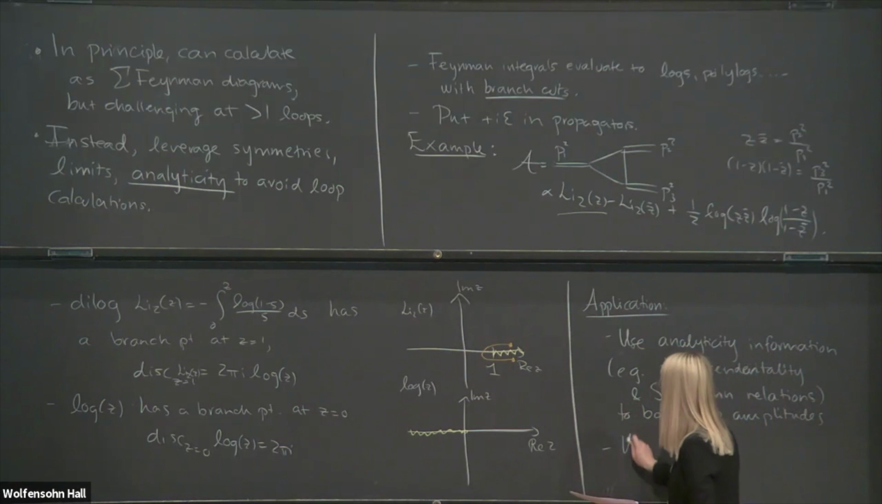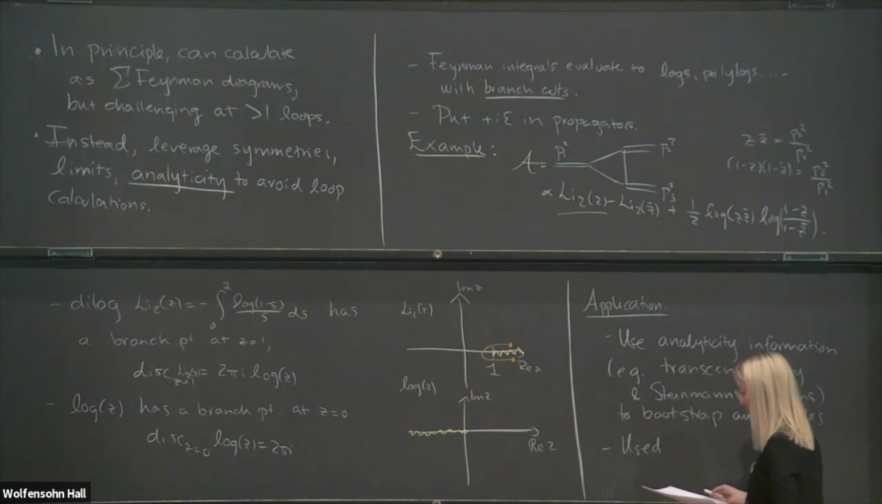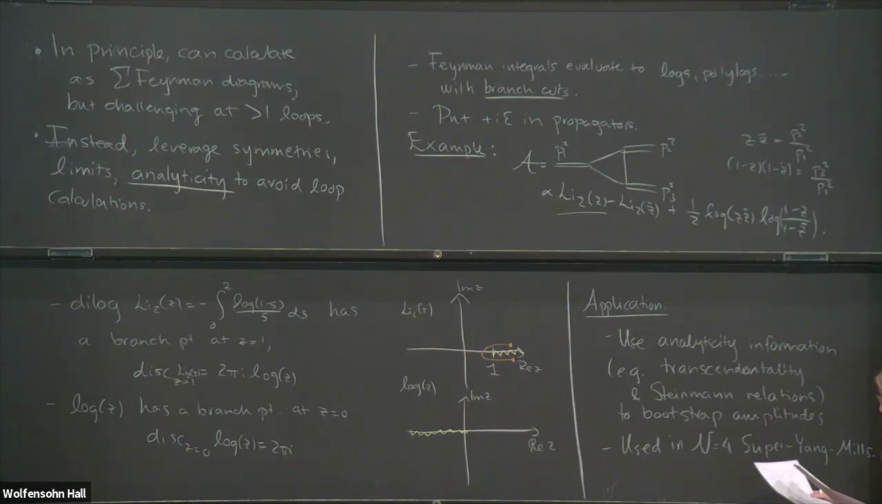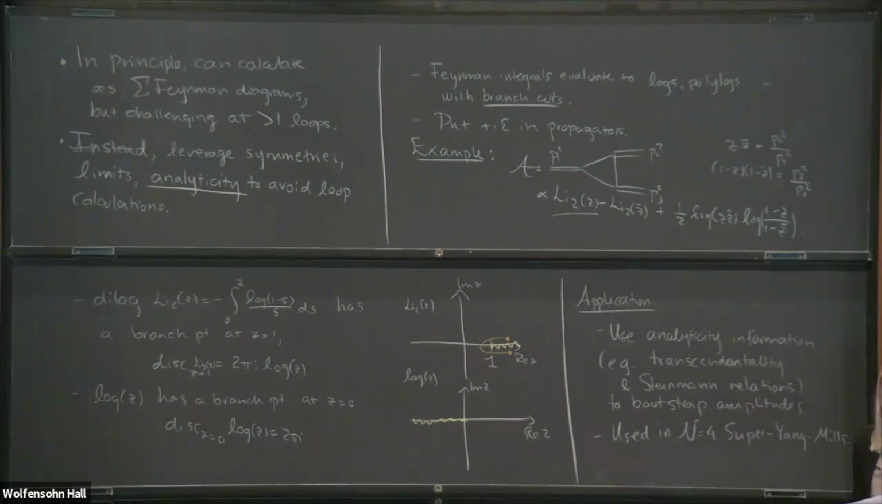And I should also say that such constraints have already been used in N=4 super Yang-Mills theory to bootstrap amplitudes to high loop order. But one of the motivations for us was to extend these techniques to be applicable more broadly. So the ultimate goal is to apply these kinds of analyticity constraints to bootstrap and fix the amplitude without having to do the full loop integrals as you would get from Feynman diagrams.